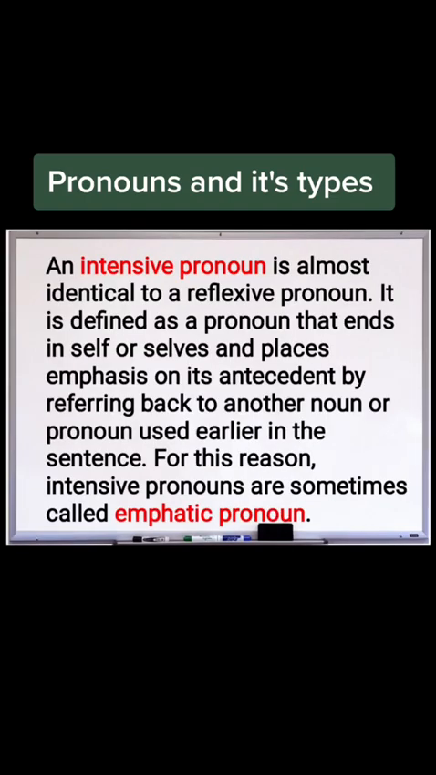An intensive pronoun is almost identical to a reflexive pronoun. It is defined as a pronoun that ends in self or selves and places emphasis on its antecedent by referring back to another noun or pronoun used earlier in the sentence. For this reason, intensive pronouns are sometimes called emphatic pronouns.